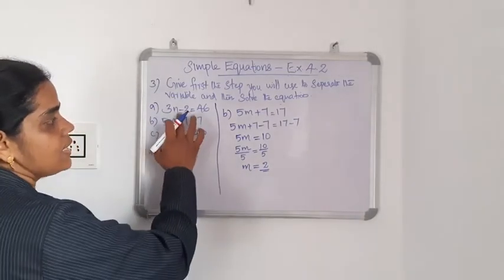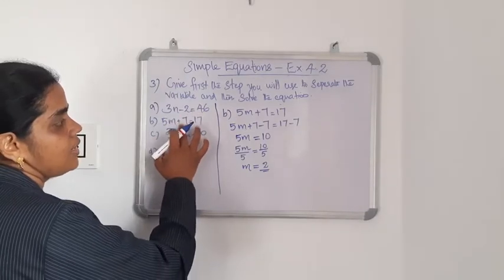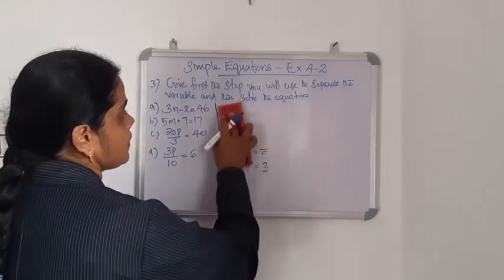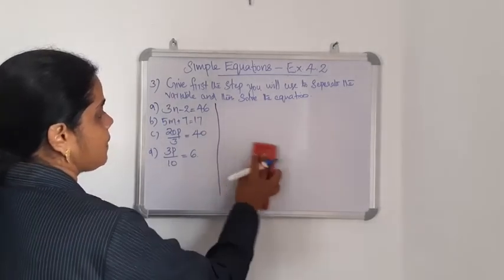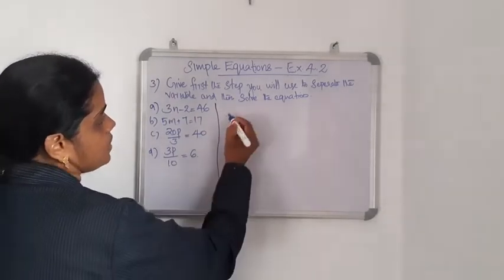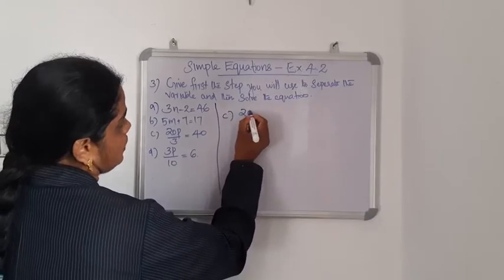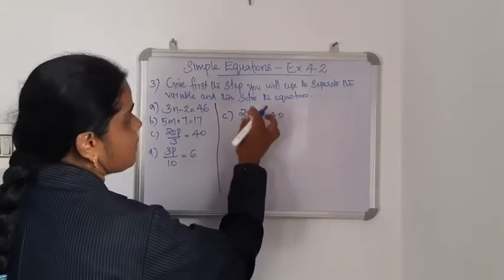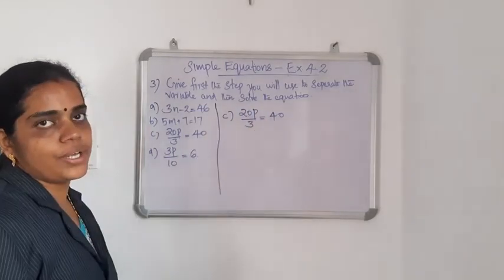So first we discussed the subtraction, then addition. Then what about the C question? C question, 20p by 3 equal to 40. Multiplication and division together.